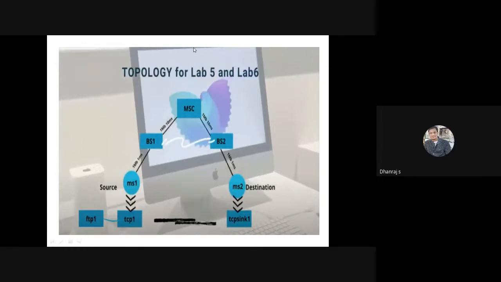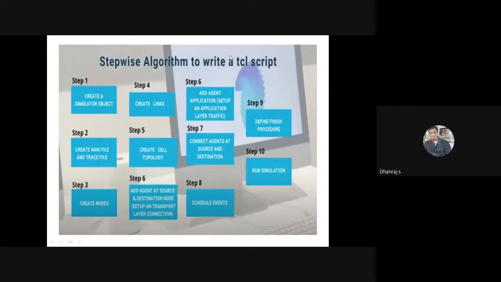Next, what are the steps we need to follow? Whatever steps we used in writing the previous 4 programs, the same procedure will be used. Only 1 or 2 steps will be different. What is the first step? Step number 1, create a simulator object. This is the regular process we used in the previous 4 programs. In the next step, we create the NAM file and a trace file. Then in step number 3, we create the number of nodes required according to our requirement, and then we create the links.